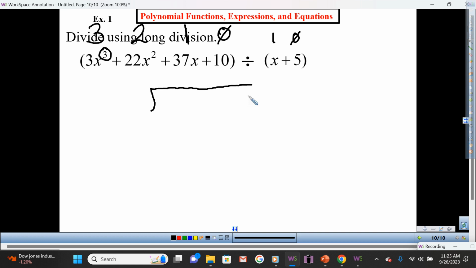Since we already did it with numbers, now we can do it with polynomials, right? Which one goes inside? Martin. Yeah, what goes inside of the division sign? Very good. 3x cubed plus 22x squared plus 37x plus 10 divided by, what goes outside? X plus 5. Copy that.